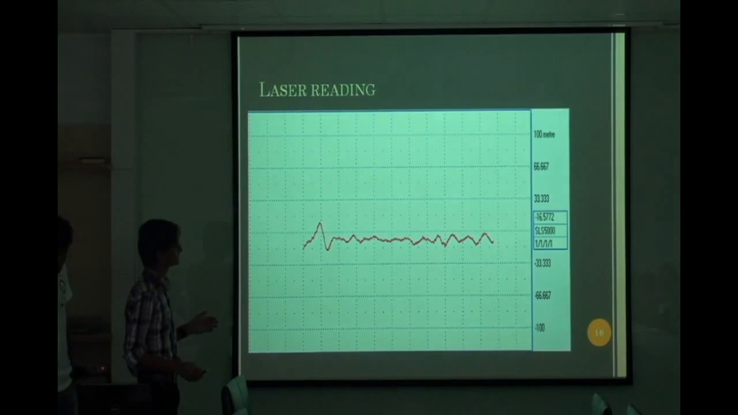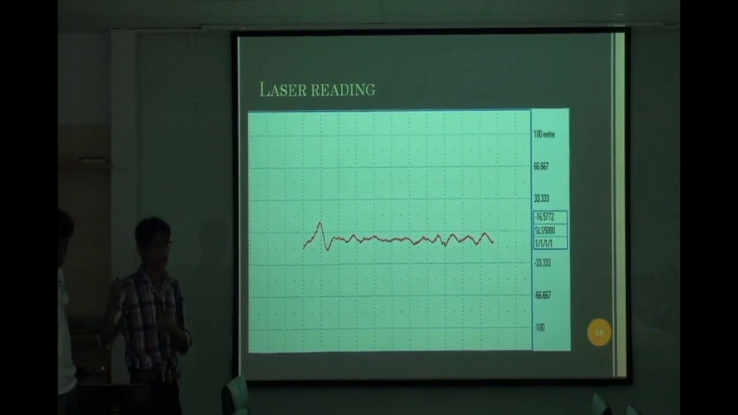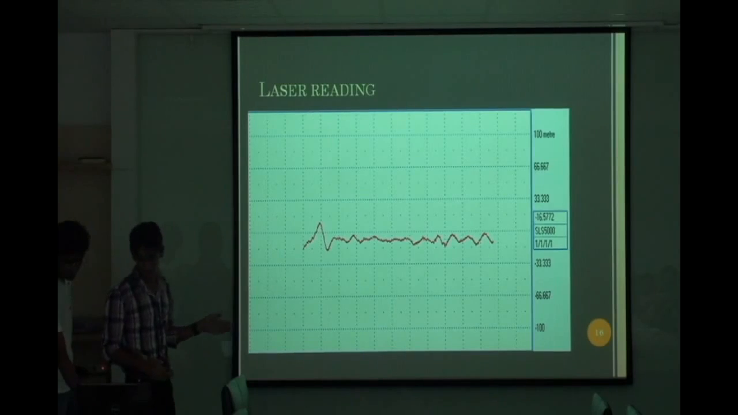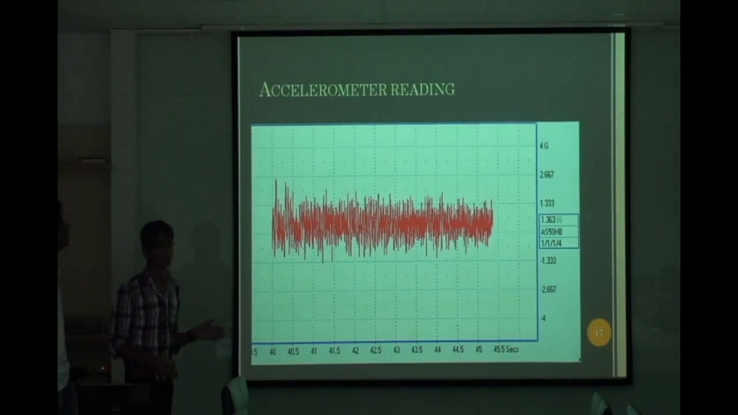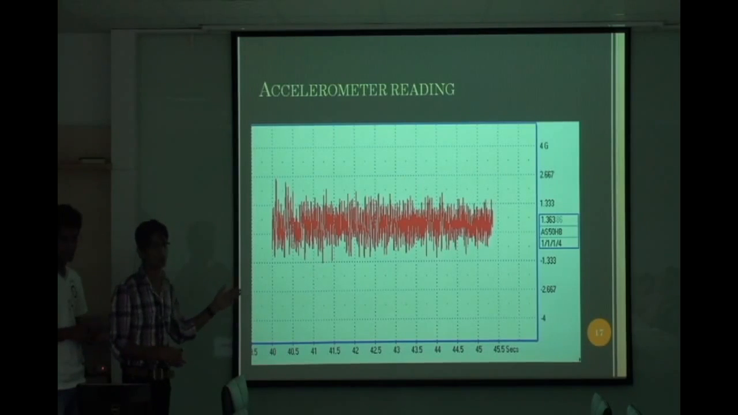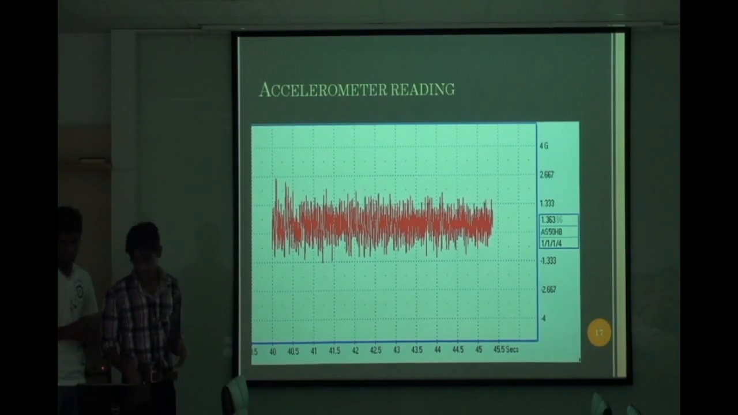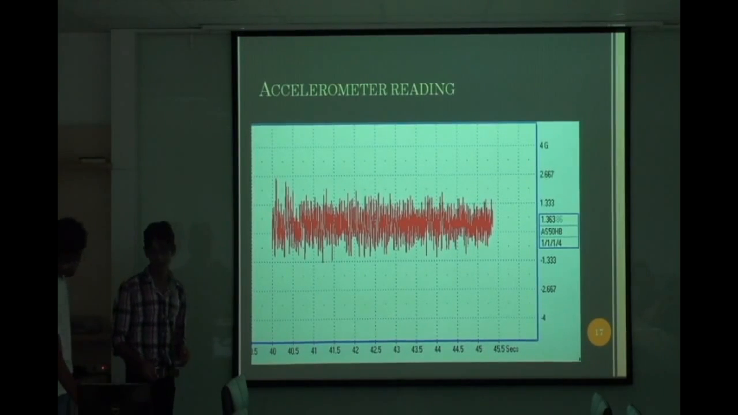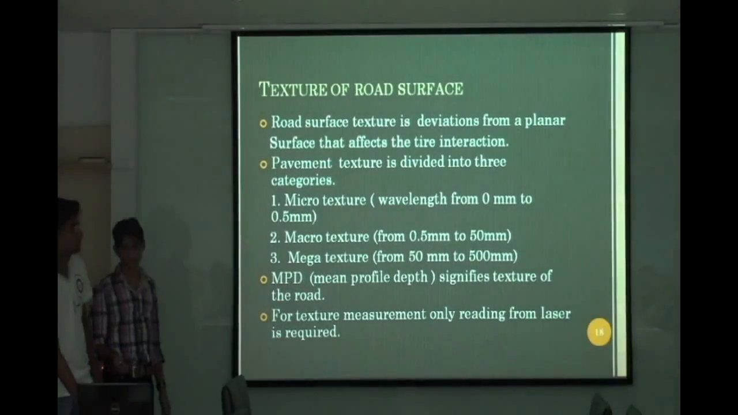These are the laser readings which we have obtained during our run at the field site. These are the laser readings, and these are the accelerometer readings. By combining these readings, we have obtained the profile which I mentioned before. The later part will be explained by everybody.